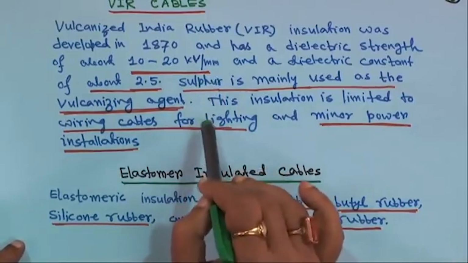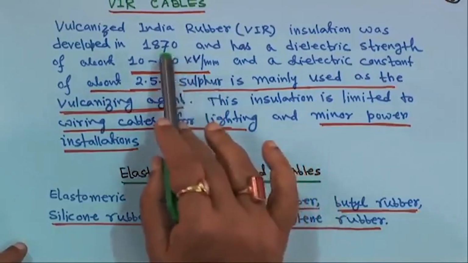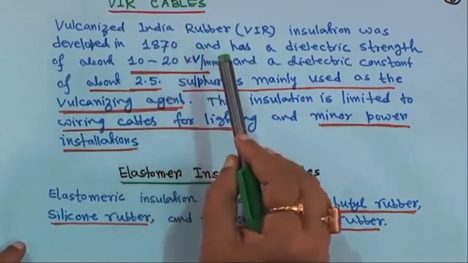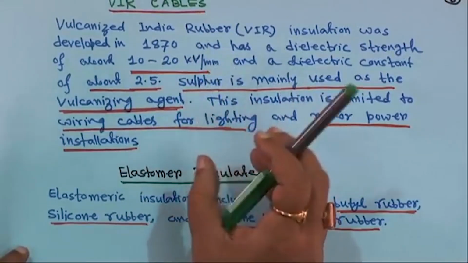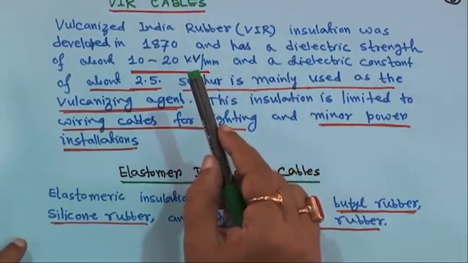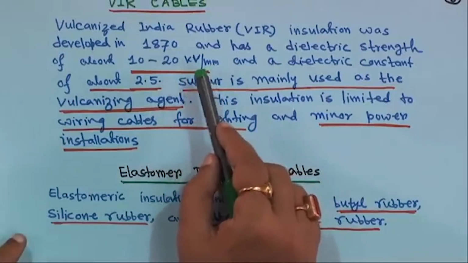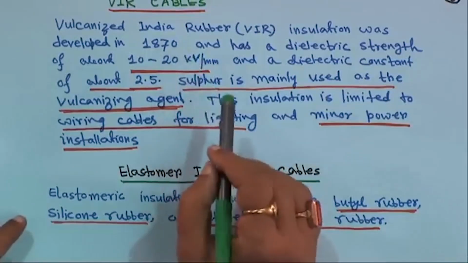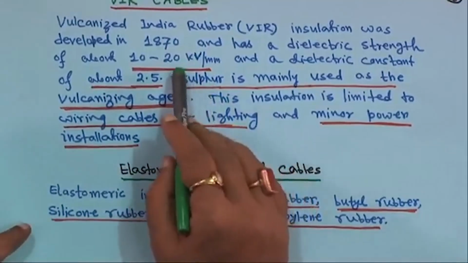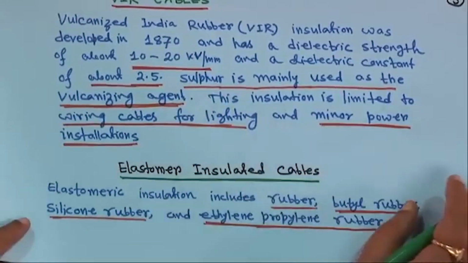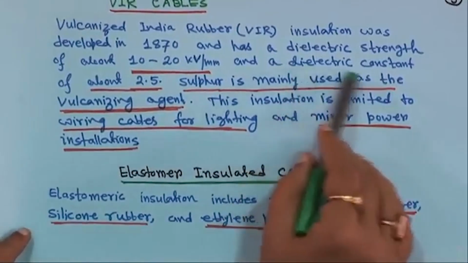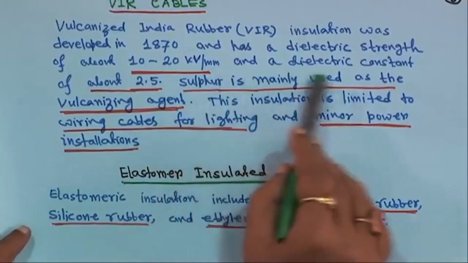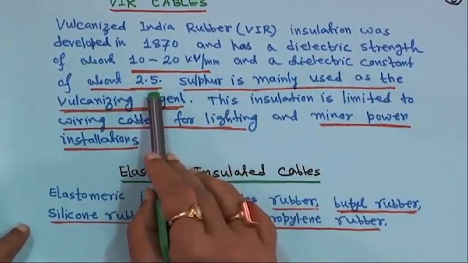Since I mention 1870, here is a quiz for you: when was the first power transmission system started, and in which place? You should find that out. The rubber has a dielectric strength of about 10 to 20 kilovolt per millimeter and a dielectric constant of about 2.5.